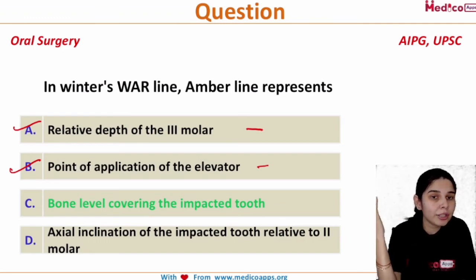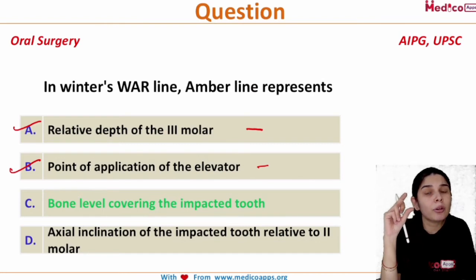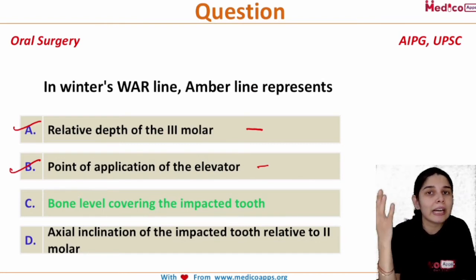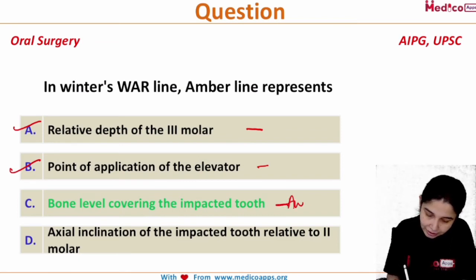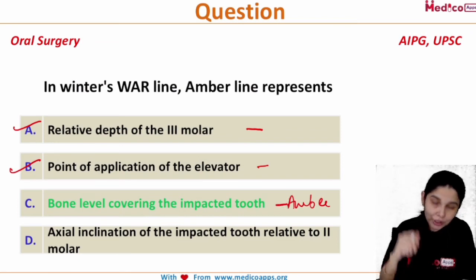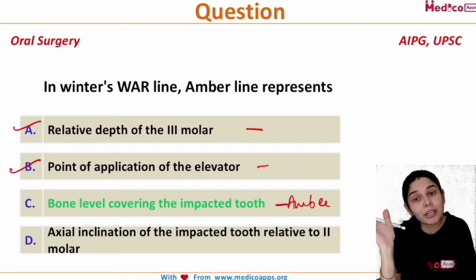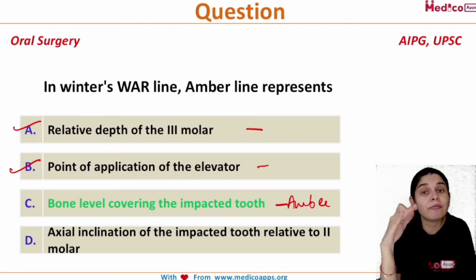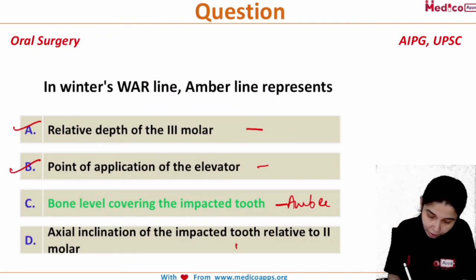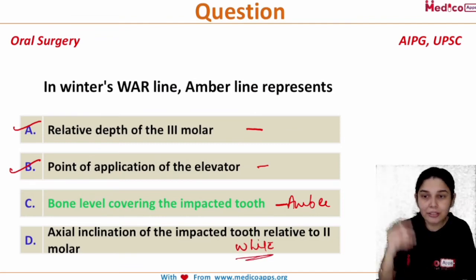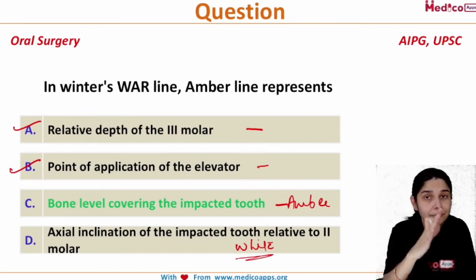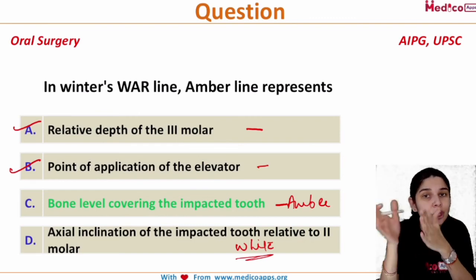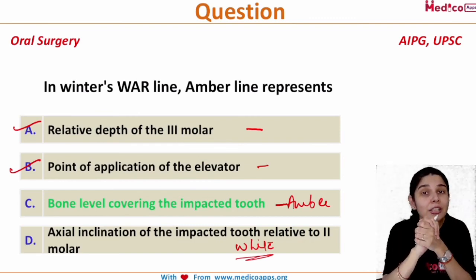The third option is saying the alveolar bone covering the impacted tooth, that is your bone level, and that is what your Amber's line is representing. The fourth option is the axial inclination of the impacted tooth relative to the second molar. Where did we discuss this inclination? This was your white line. So I hope you have understood the four options, and this is how you have to eliminate the options and get to the answer for this question.